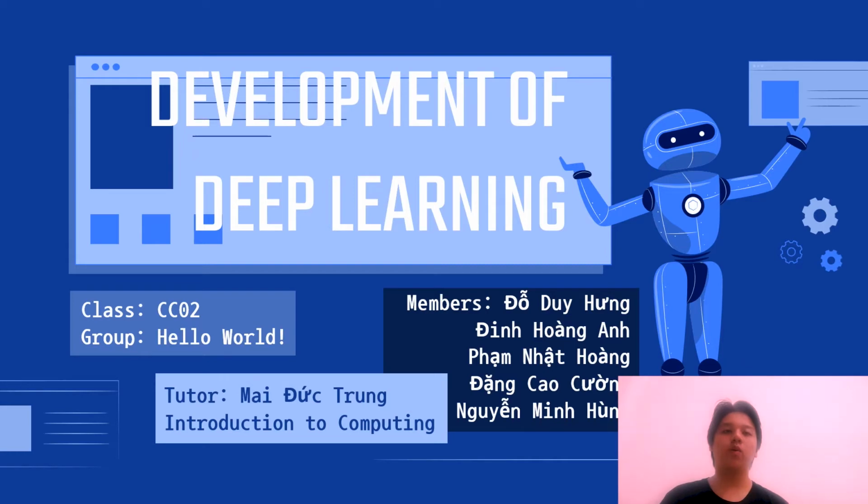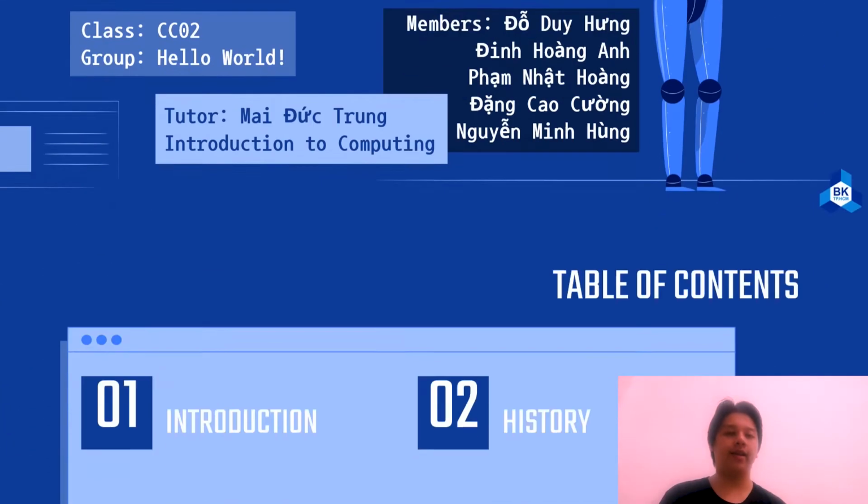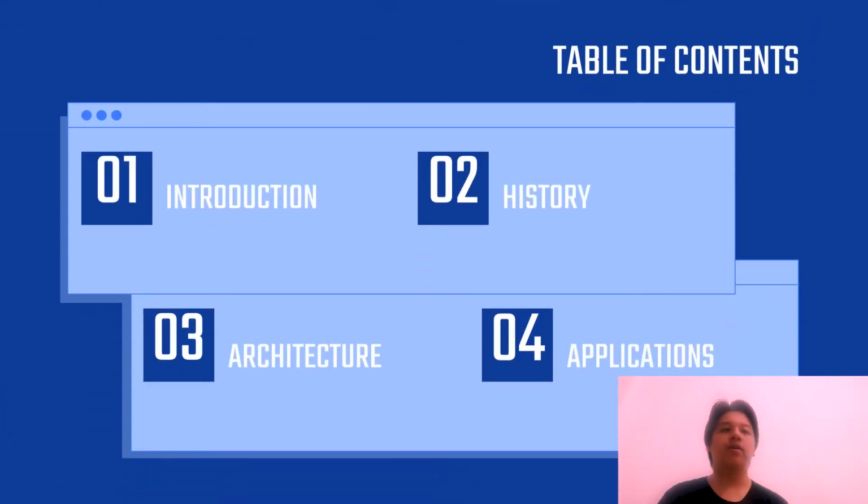In this video, we will introduce you to deep learning. This video contains four sections. The first one is the introduction, which includes the introduction and the definition of deep learning. The second section is about the history of deep learning. In the third section, we will introduce some typical architectures of deep learning. And in the final section, the fourth, we cover applications of deep learning in real life.